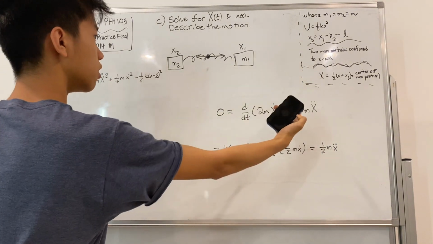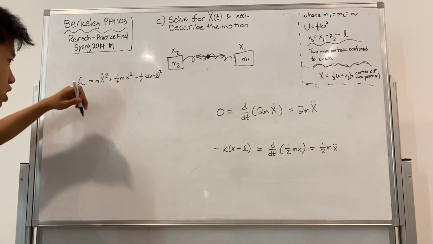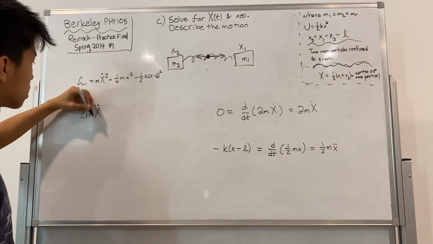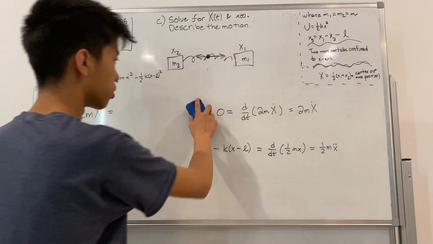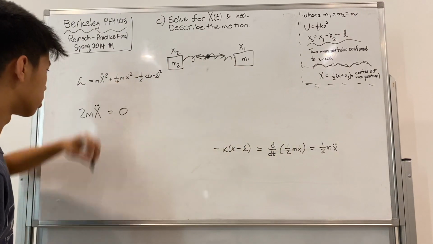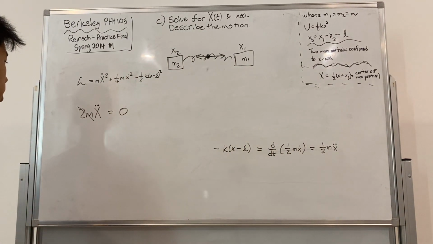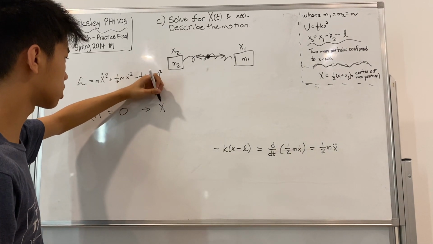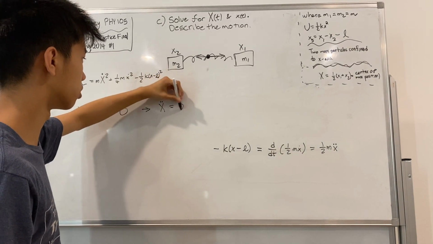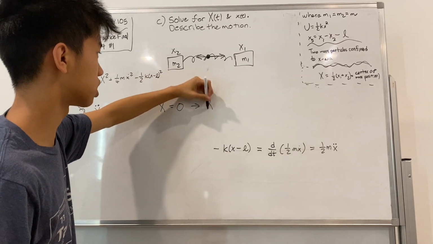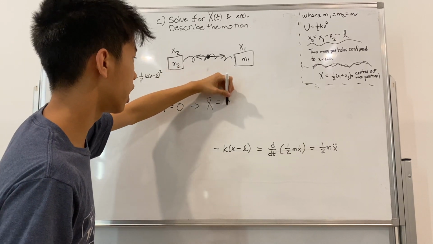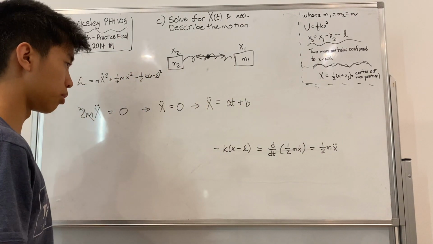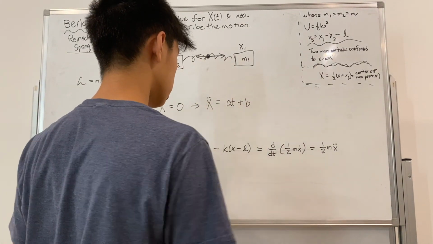Now all we have to do is solve for big X and little x. So we know 2m X double prime is equal to 0. But we can cancel out 2m because it's a constant and there's 0 on the other side. So we now just have big X double prime equals 0, where we know that big X must equal At plus B, where A and B are both arbitrary constants.